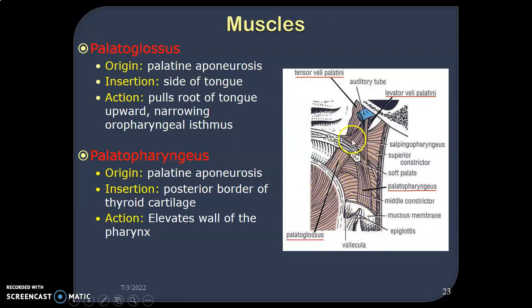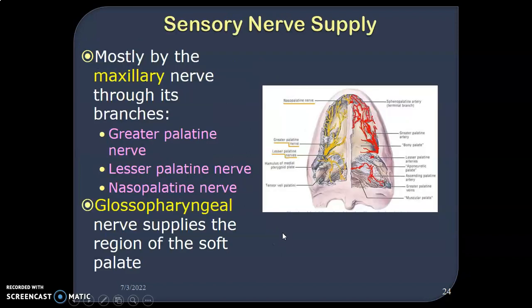So it comes from the palatine aponeurosis and inserts on the posterior border of the thyroid cartilage, and it elevates the walls of the pharynx. So those are the muscles of the palate. What's the sensory supply to the palate? Mostly maxillary nerve through greater palatine and lesser palatine, as well as nasopalatine.